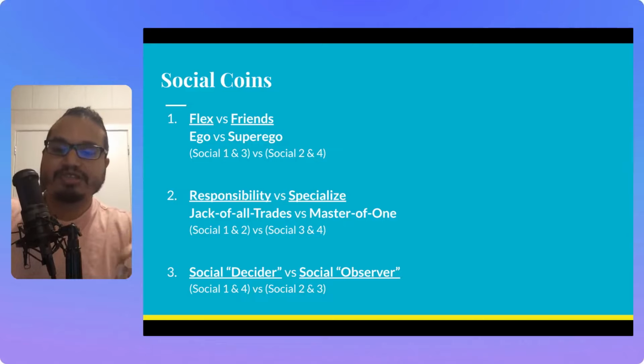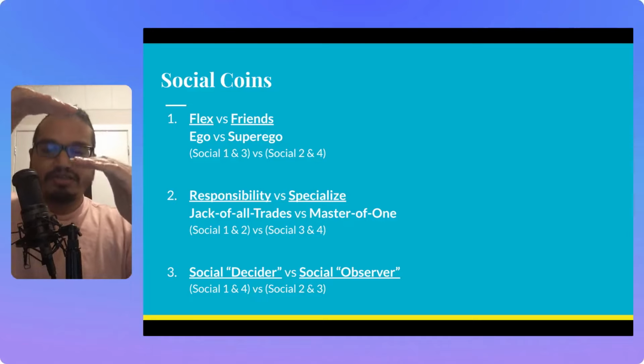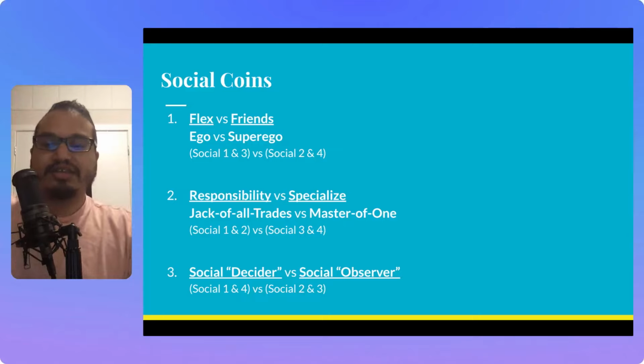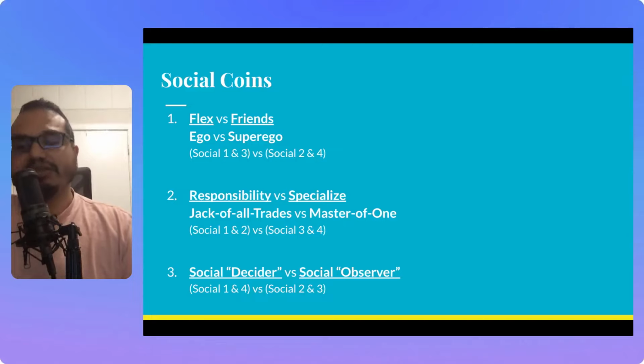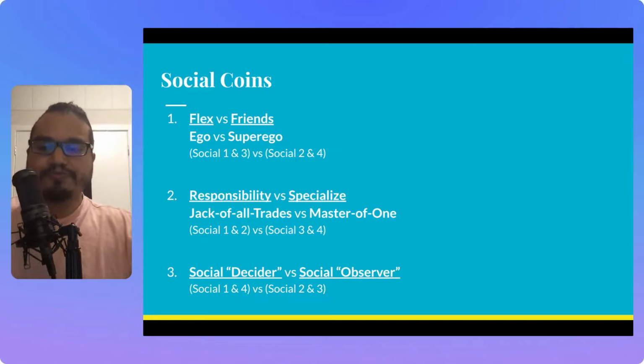This is a different permutation of the social types where you have the social one and four that are similar. Because having the flex and the friends on the opposite poles is going to make you more decider like. So myself, for example, being a social one, yeah, I'm a social decider. Then you have the social observers, like Dave, for example, as a social two, and you have the social threes as well as social observers. So the deciders are going to be more people oriented, and the social observers are going to be even more thing oriented, at least in the social spectrum.